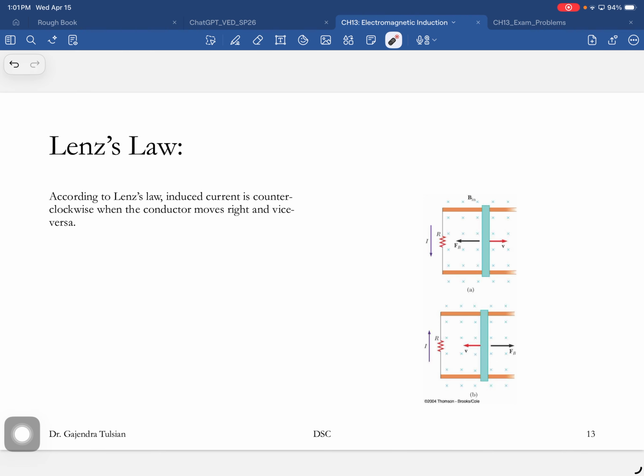If the current flows in this direction, you're producing a magnetic field in the direction of the thumb. So if the induced current is producing a magnetic field out of the sheet, that is opposing the increase in magnetic flux into the sheet. And similarly, if you move the rod in this direction, the current induced is in that direction. Okay.